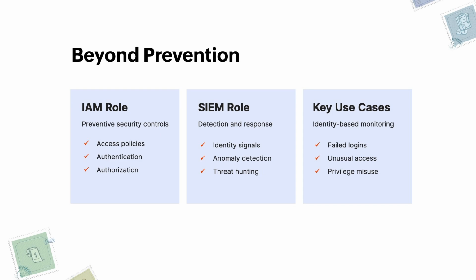Now, what do we actually do here? These are some of the things that we do for prevention, and we do even more. And for SIEM, we decode identity signals, we understand anomaly, and we also do a bit of threat hunting. So if you're just looking at events, the events tell you just part of the story. Okay, let me give you an example here.